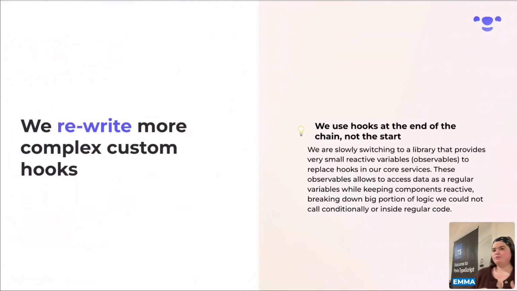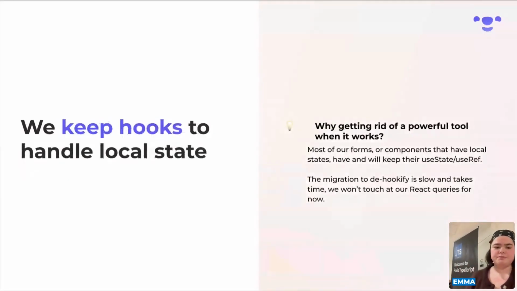So we do not get rid of hooks. We just stop using hooks at the root of our applications and use them at the very end. For that, we slowly switch to a library that provides very small reactive variables called observables to replace hooks in our core services. This way, it allows us to keep components reactive and, most importantly, it allows us to break down big portions of logic we could not call conditionally or inside regular code. And this is a game changer in terms of developer experience.